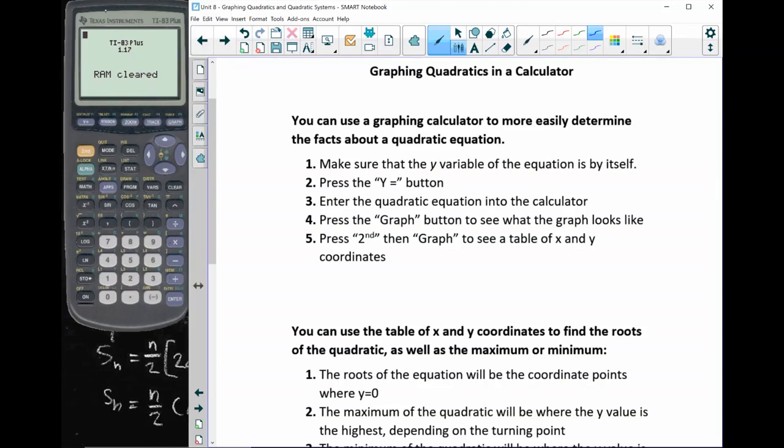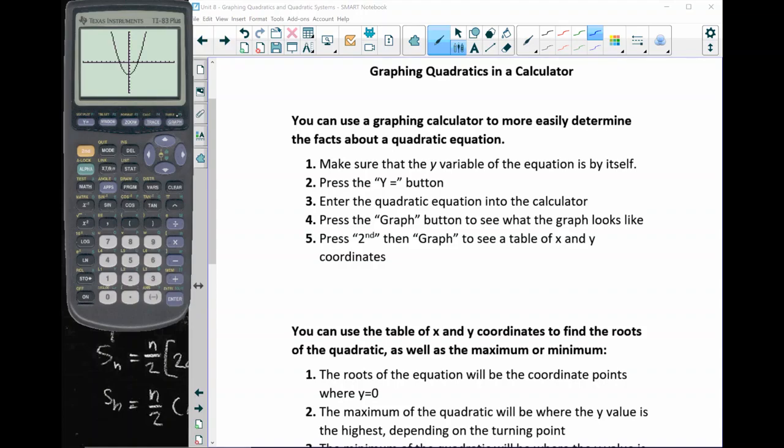So, graphing quadratics in a calculator. We can use this calculator to make graphing these lines so much easier. We've done this before in the past. All we really have to do is press y equals. After we press y equals, we can put in any equation that we want, like x squared minus 4. And then we can hit graph. And there you can see our line.